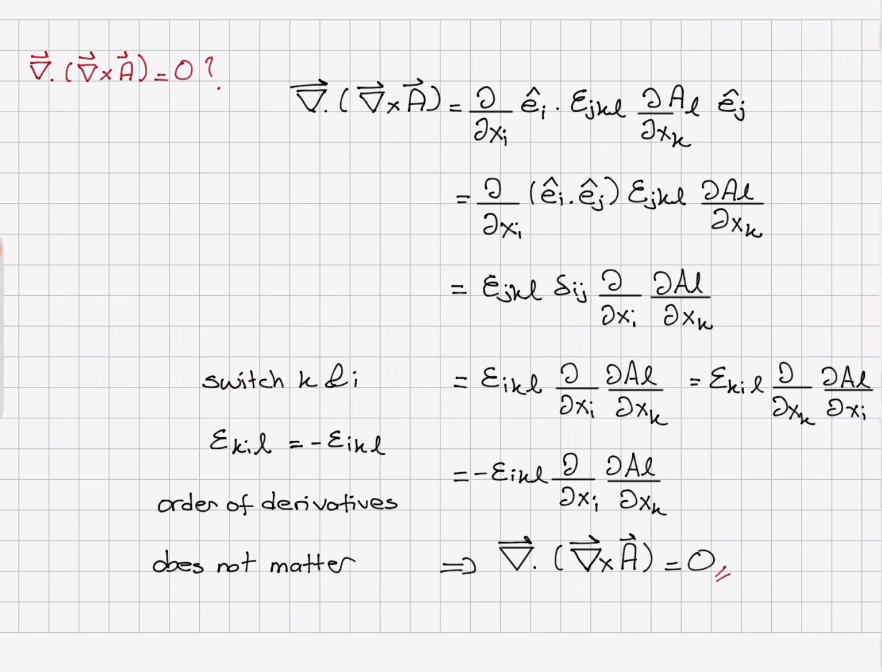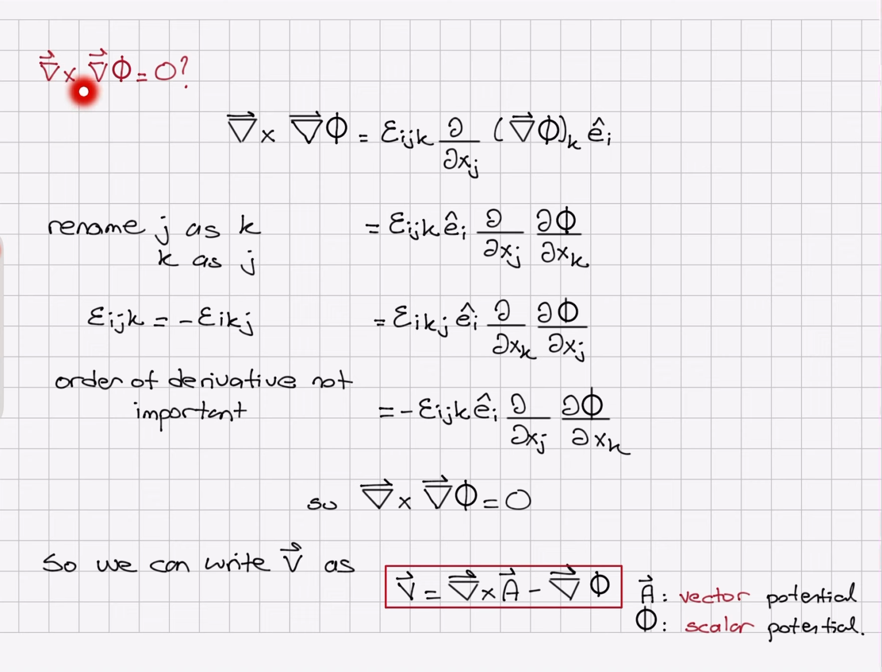So this is basically what I mean by switch i and k, not switch their positions. So this becomes epsilon kil del del xk, because i has been renamed as k and k has been renamed as i. And because epsilon kil is equal to minus epsilon ikl, an odd number of switching in the positions, we find that these two things are the same, considering that the order of derivatives doesn't matter because I could do del del xi first and then del del xk. So I found that divergence of the curl is 0.